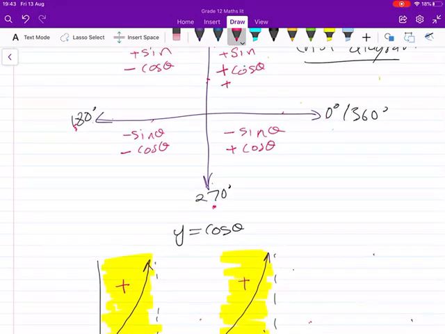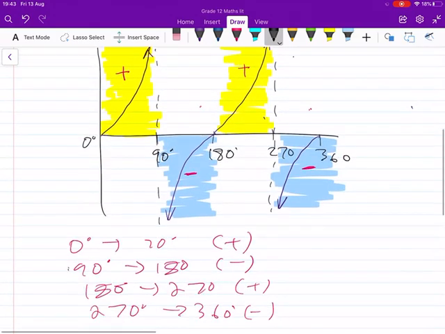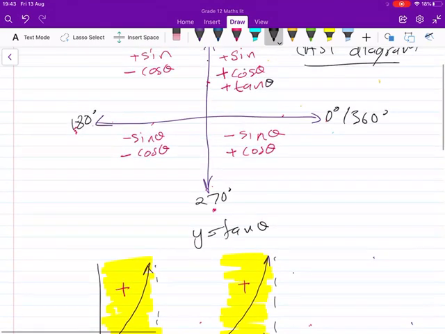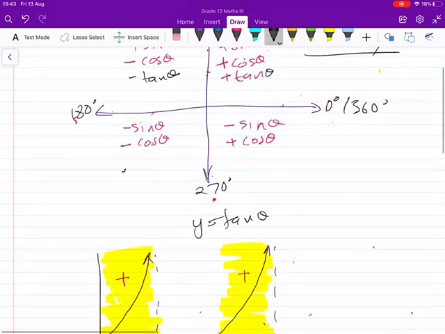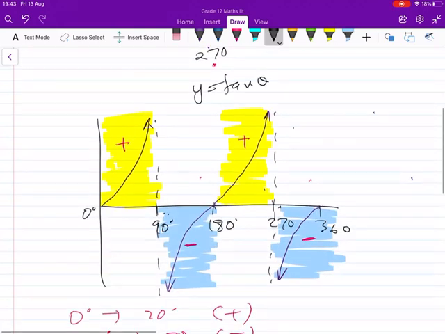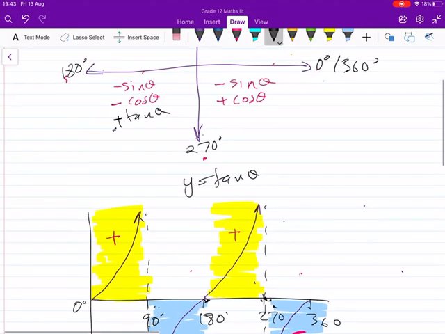From 0 to 90, we are having tan being positive, and this is the graph of y equals tan theta. Tan is positive. And then what about from 90 to 180? Tan there is what? It's negative. And then what about 180 to 270, third quadrant? Well, it is positive. And what about 270 to 360? We can see that it is negative.